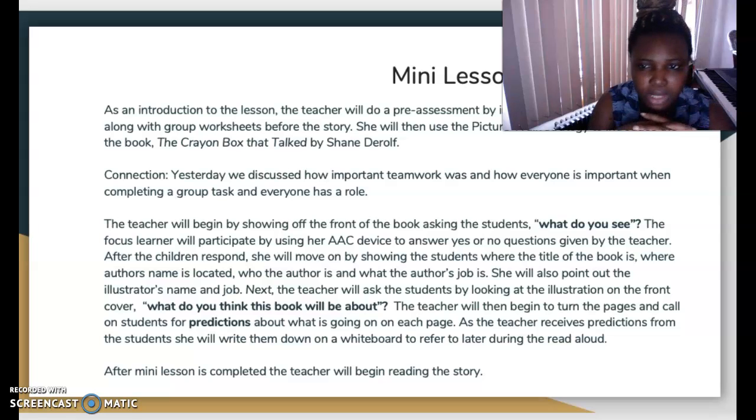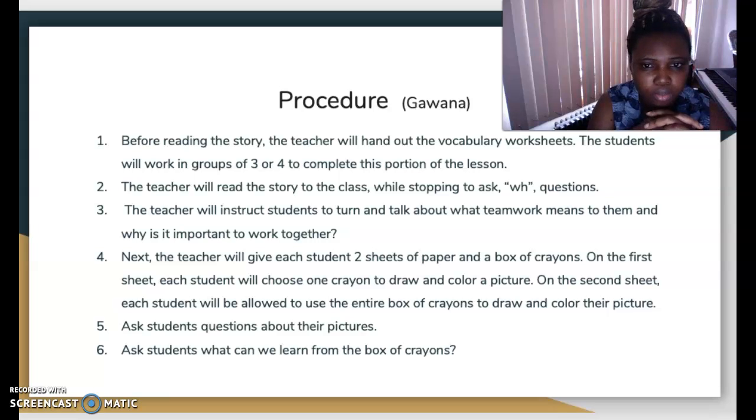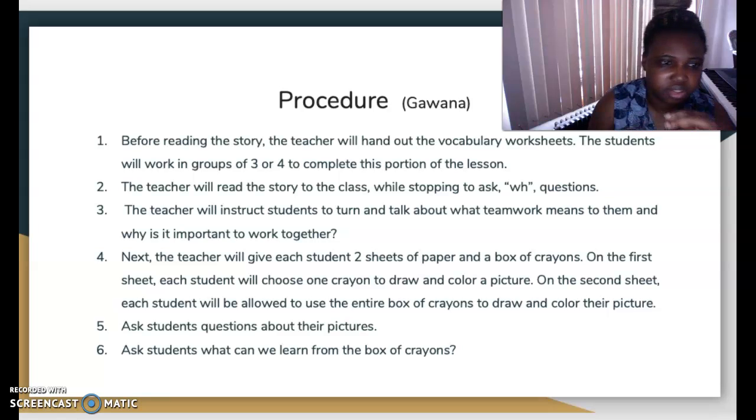Here we have the mini lesson. The mini lesson is introducing the lesson to the classroom before the lesson begins, getting them familiarized with the lesson, preparing them to know what's coming. So that's basically it. And then here we have the procedure, done by Guana. Procedure is a step-by-step of how we are going to present the lesson to the students.